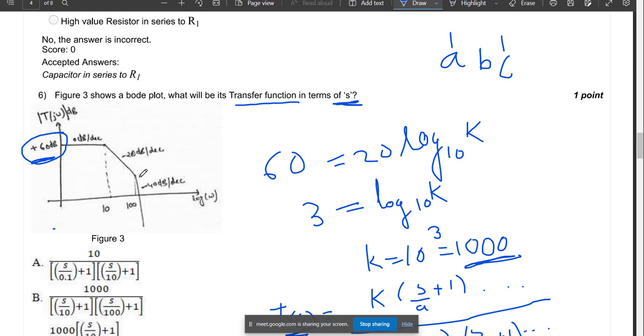And another, the slope becomes minus 40. That means another pole is added to the function. Okay, I will explain again.